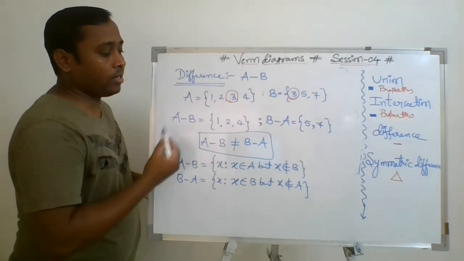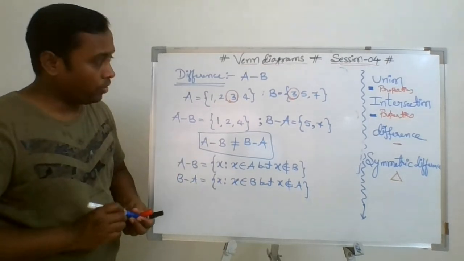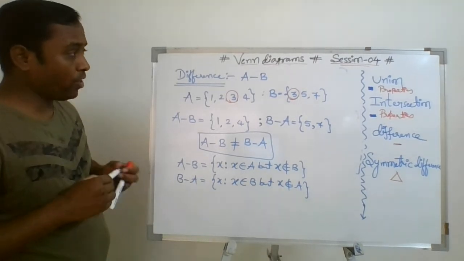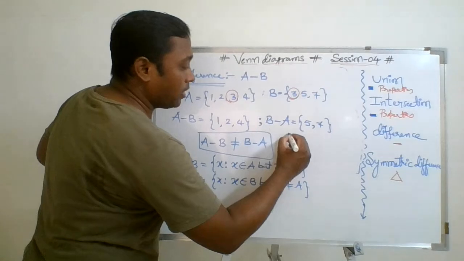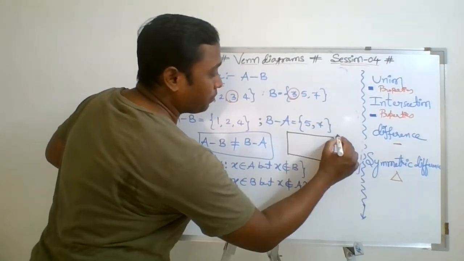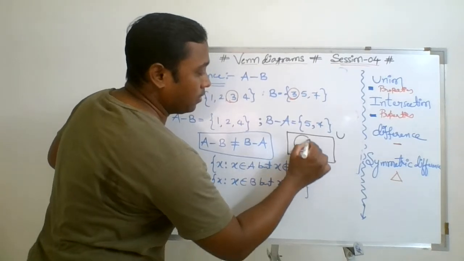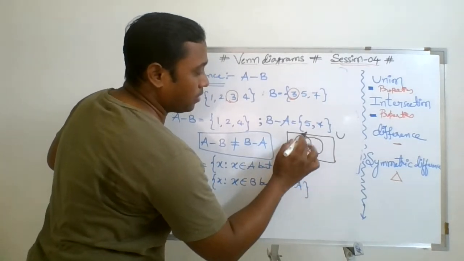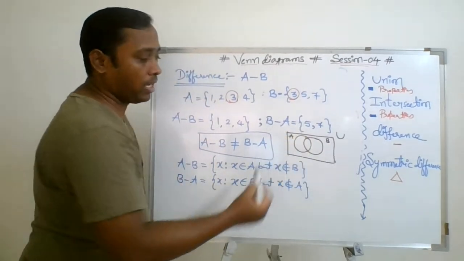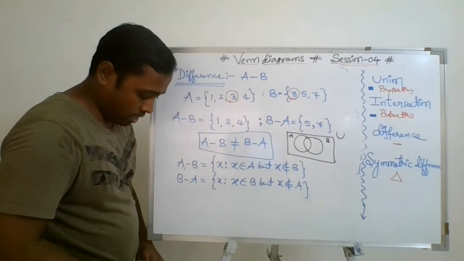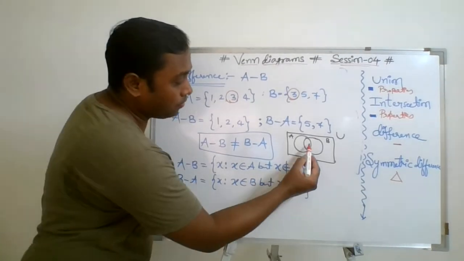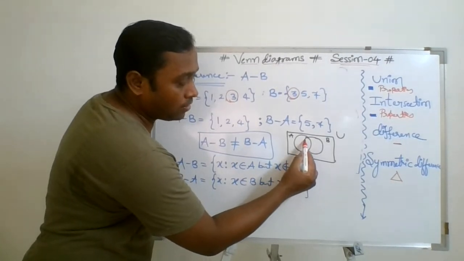Now let's try to understand the same concept with the help of a Venn diagram. How can we represent this? See, I am simply drawing A minus B here. So this is the universal set, set A and set B. From set A, I am removing the B portion. What is the B portion we have? This is the B portion where B is involved.